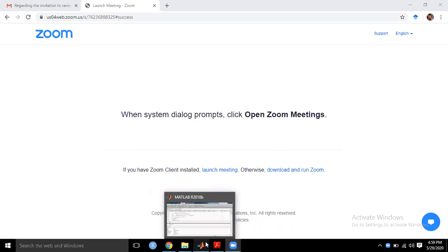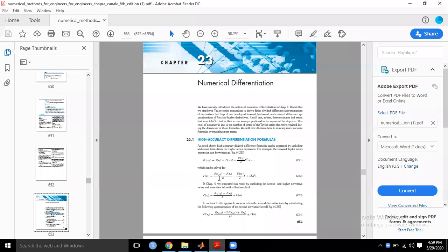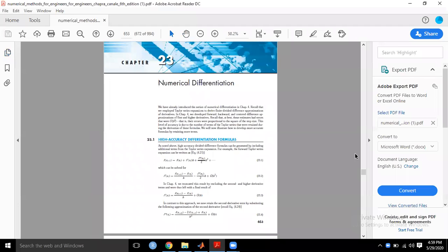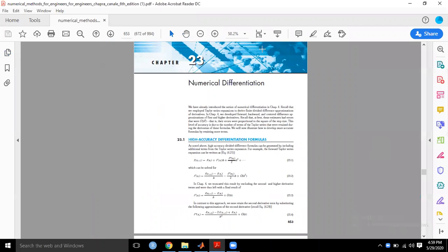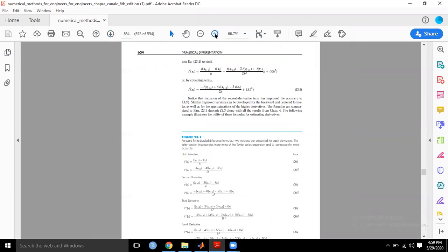Hello students, today we will learn numerical differentiation using MATLAB. I have already shared with you the numerical differentiation handouts, and it is basically chapter number 23 from Stephen C. Chapra's book. So let me take you to the table. This table is for the forward numerical differentiation, and what does it show?